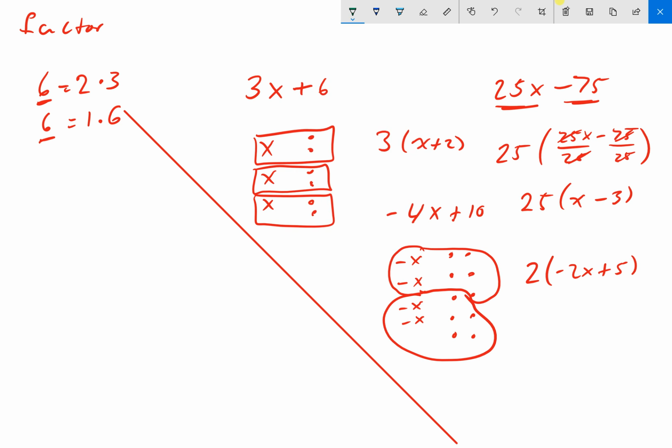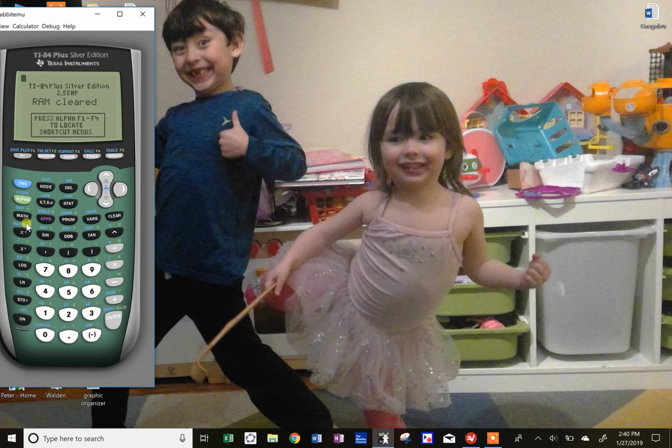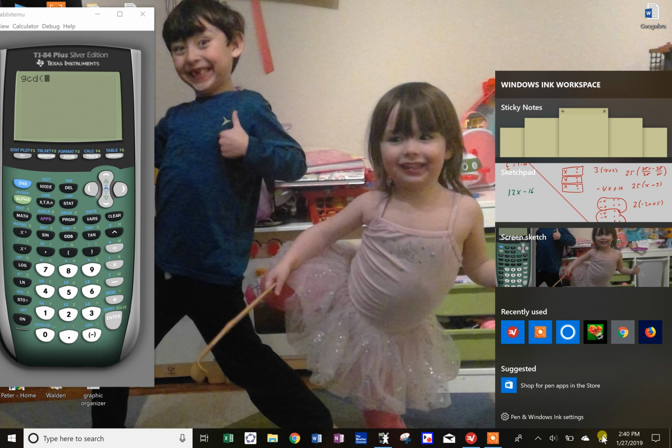What if we had 12x minus 16? If you go onto your graphing calculator, or not your graphing calculator, your TI-30X2S, and I don't actually have a TI-30X2S, but I have something close enough. If you go to math, you should see a GCD key. Oh, there it is. If you press GCD, and then you enter your 2 values, mine are 12 and 16.